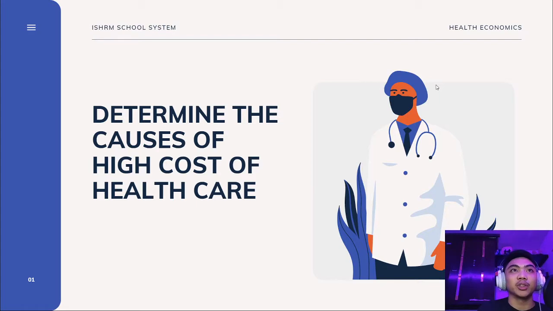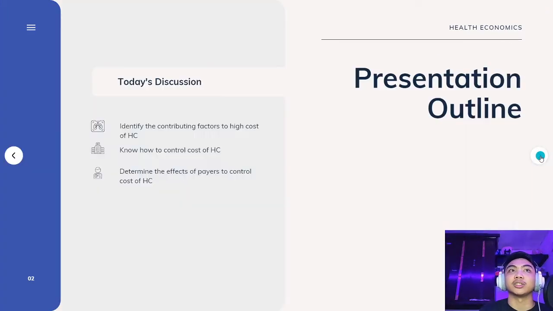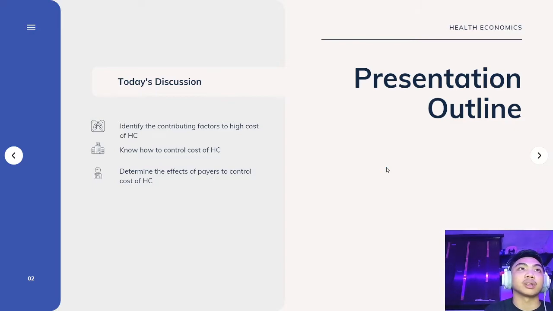So, today we're going to discuss determining the causes of high cost of healthcare. Okay, so let's start this presentation. This is the presentation outline. Today's discussion will cover two parts: identifying the contributing factors to high cost of healthcare and knowing how to control the cost of healthcare.